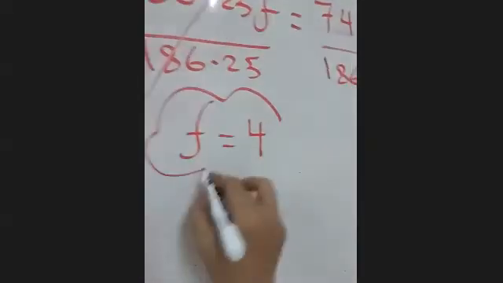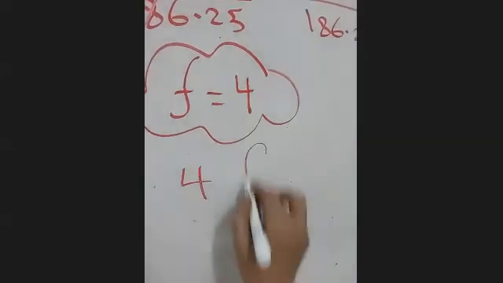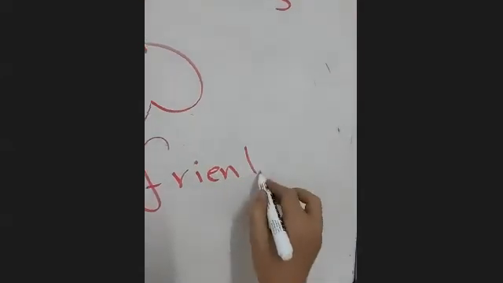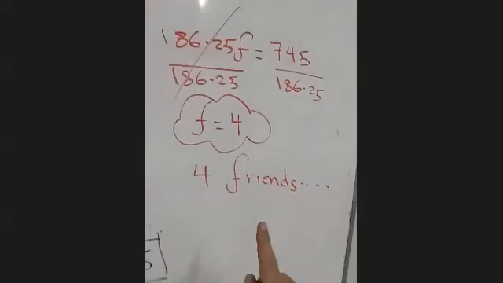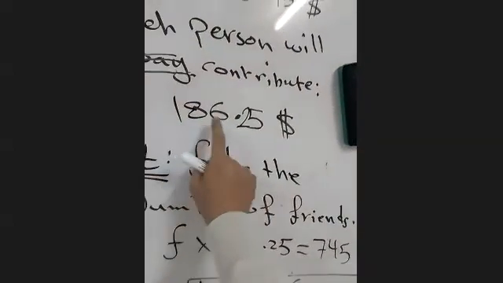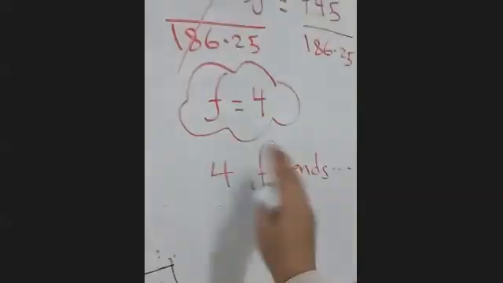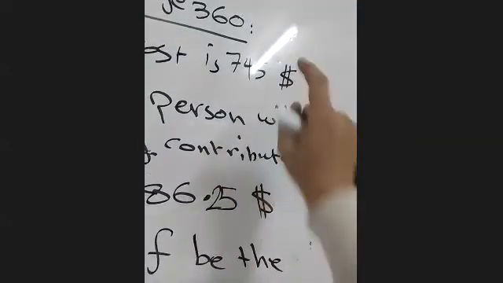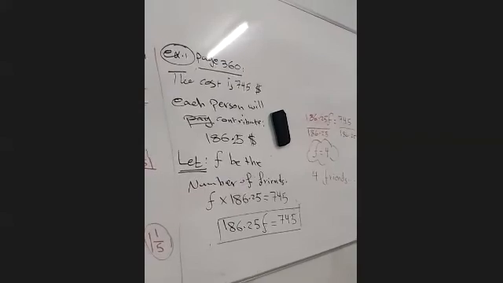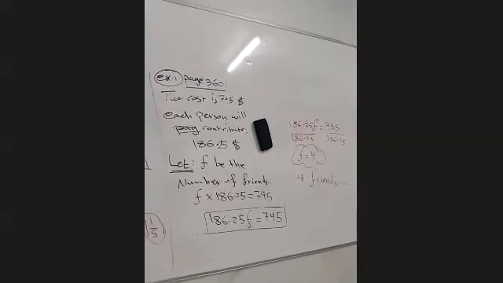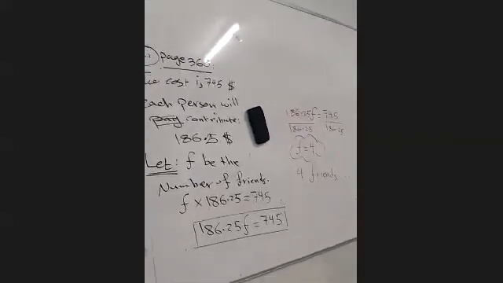So how many friends do we have? 4 friends. Each friend will pay 186.25. The total of the money will be $745. Do you understand that? Yes. This is example 1, guys. Hope you understand it very well.